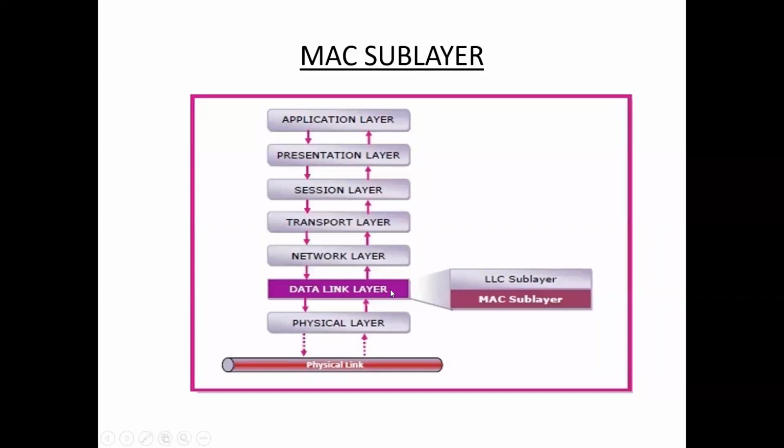So these are the two sublayers in the data link layer, the LLC sublayer and the MAC sublayer. The LLC sublayer deals with protocols, flow control and error control, and the MAC sublayer deals with the actual control of the media.